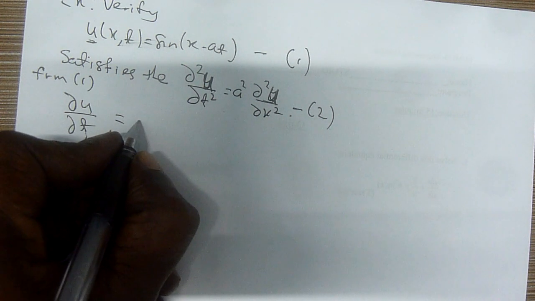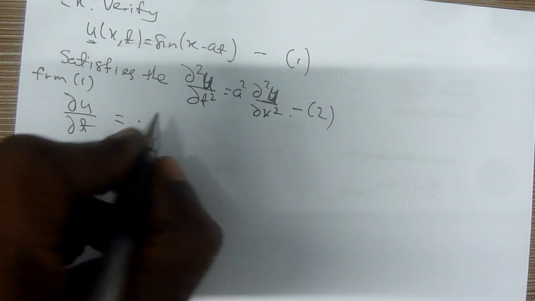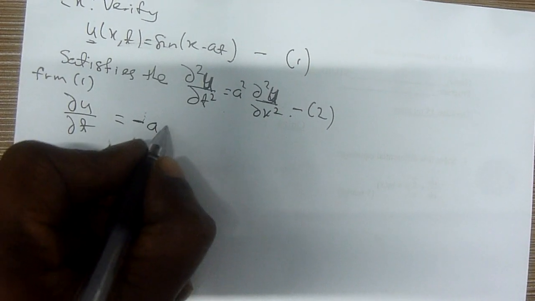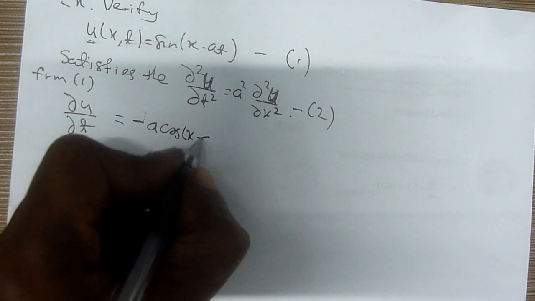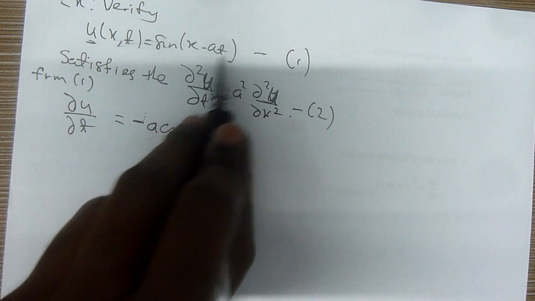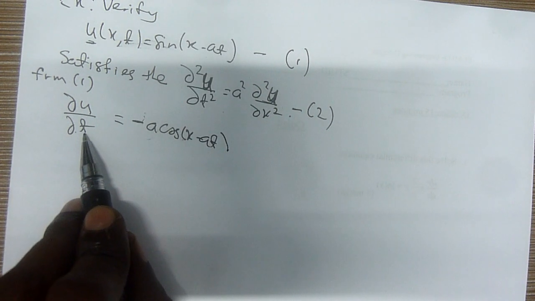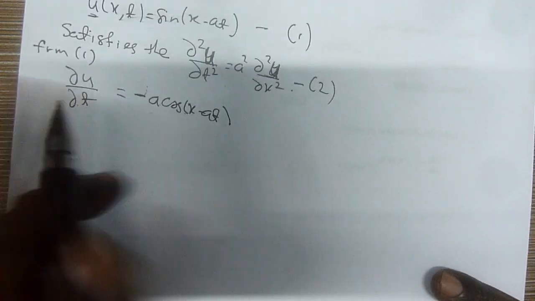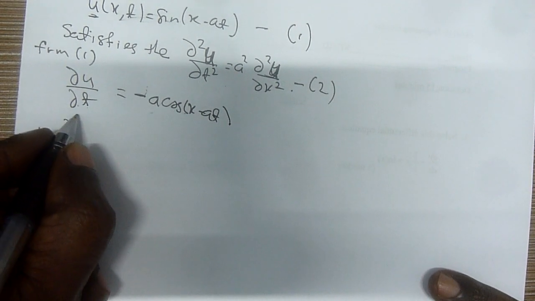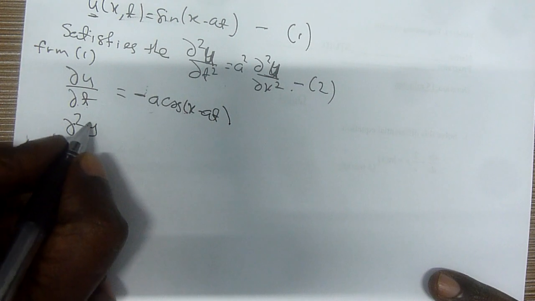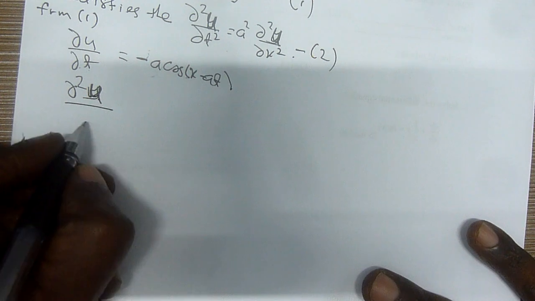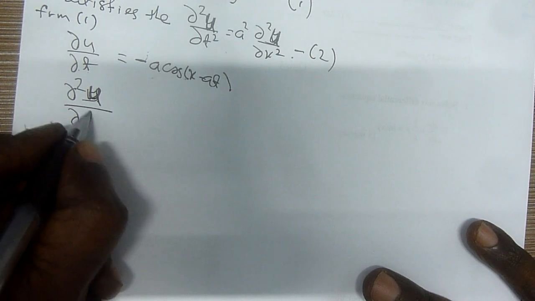It's simple. It's a sine, therefore I will get a cos x at. Because I'm differentiating with respect to t, I'll get a negative cos. Now can I proceed to the second order? Sorry, not y again.